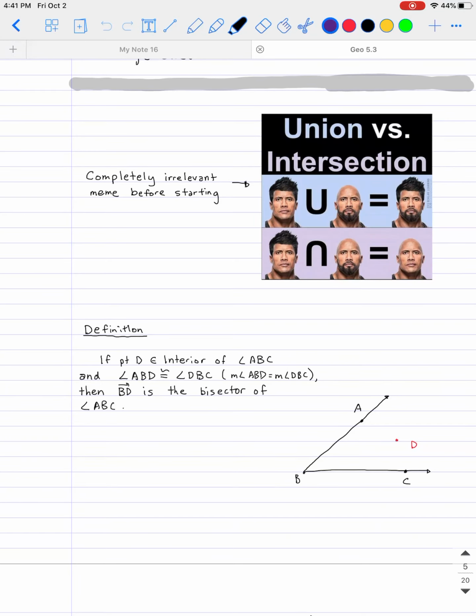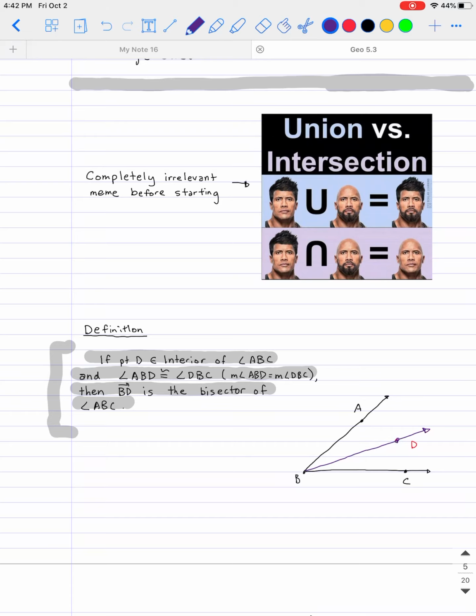So here is our formal definition, which we can see on the bottom over here. If point D is in the interior of angle ABC, and angle ABD is congruent to angle DBC, or you can say that the measurements of those angles are equal to each other, then BD is the bisector of angle ABC. Here is the picture on the right hand side. First, I'm going to create BD, the ray. Okay, so here is ray BD.